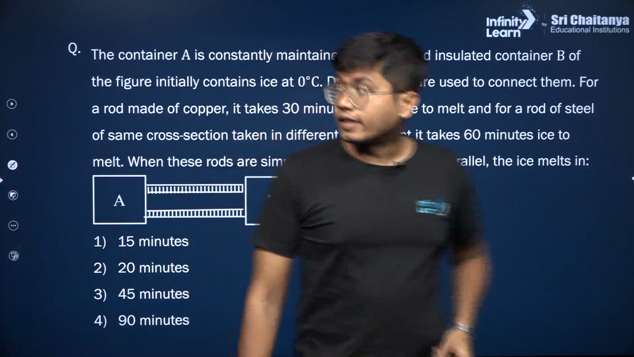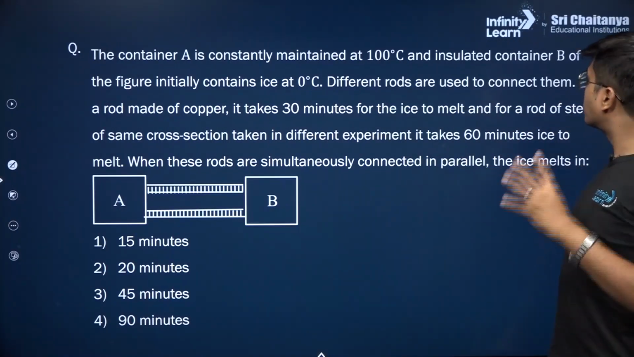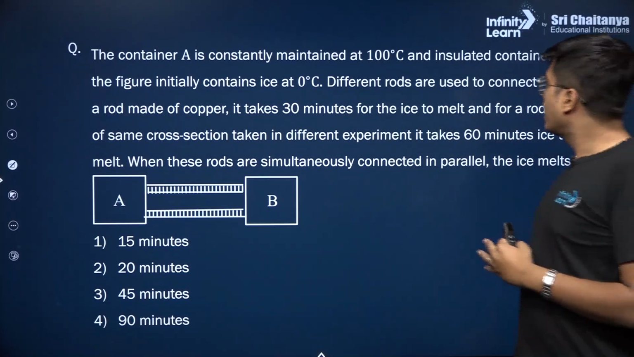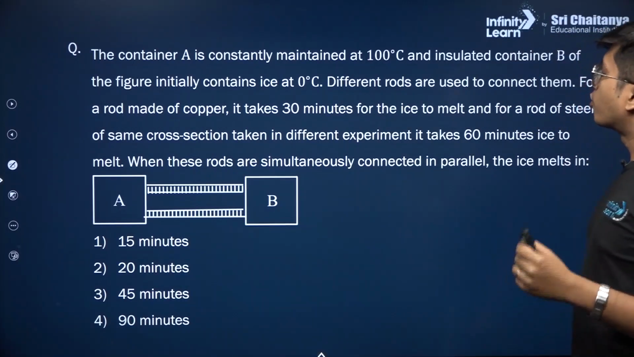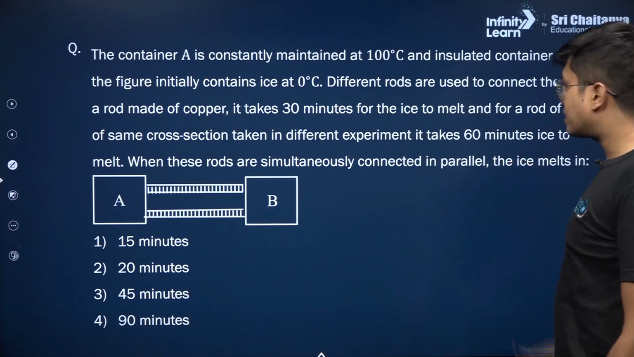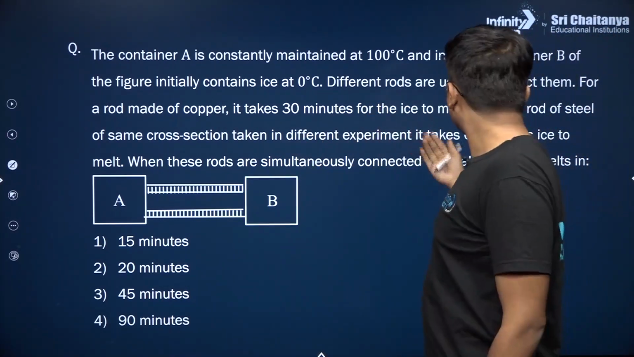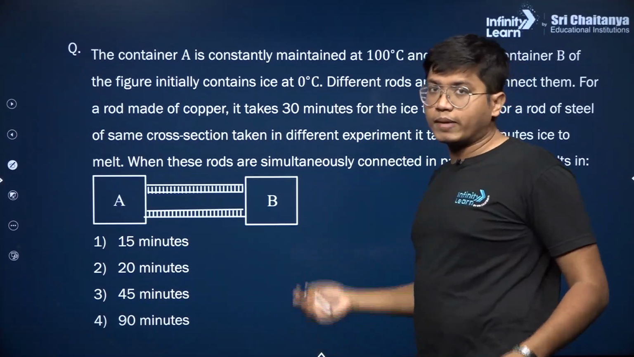Let's move on. The next question says a container A is constantly maintained at 100 degree, insulated container B at 0 degree. Different rods are used to connect them. For a rod made of copper, it takes 30 minutes for the ice to melt. For steel, it takes 60 minutes. These rods are connected in parallel. So how long will it take for the ice to melt over here?